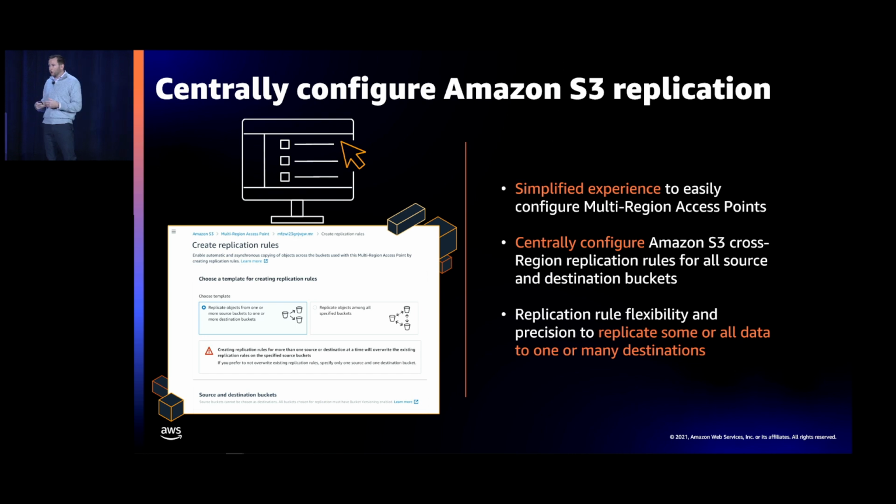So, for example, if you're already using cross-region replication today, you can simply add a multi-region access point in front of your application, and it will automatically route requests. Or if you're building a new multi-region application, you can set up replication rules within the multi-region access point.